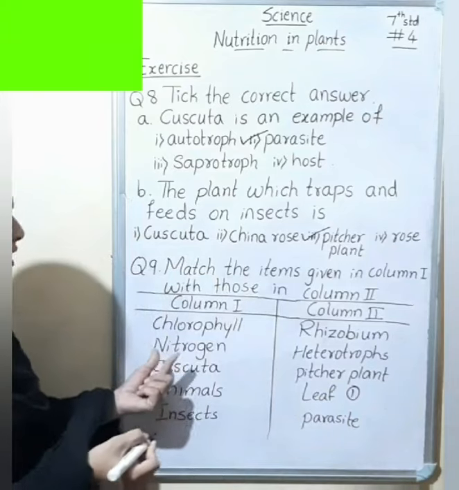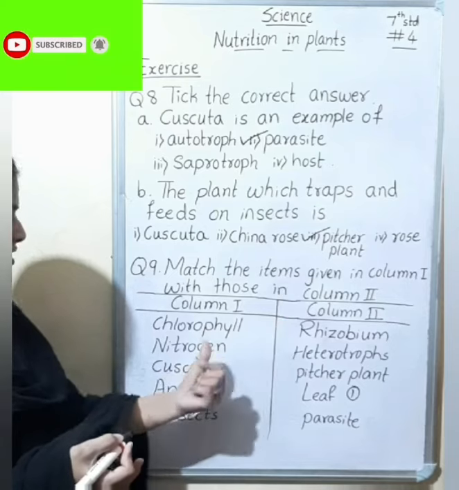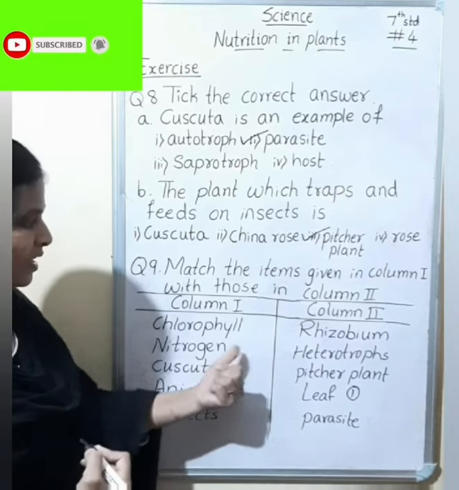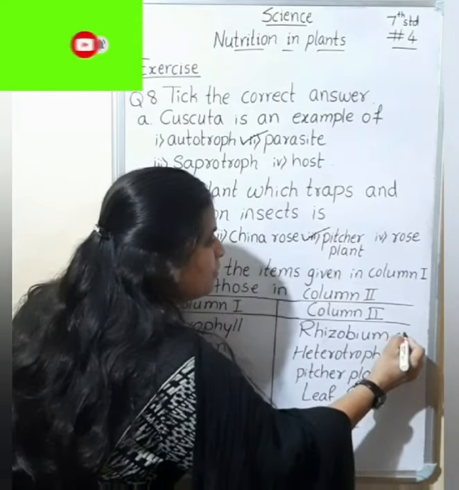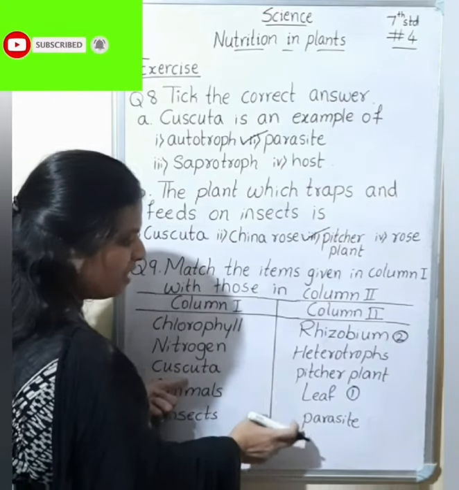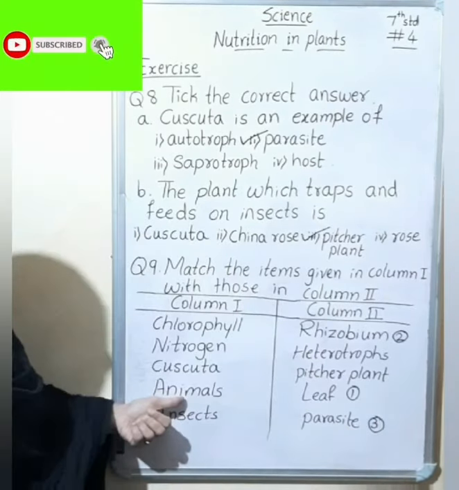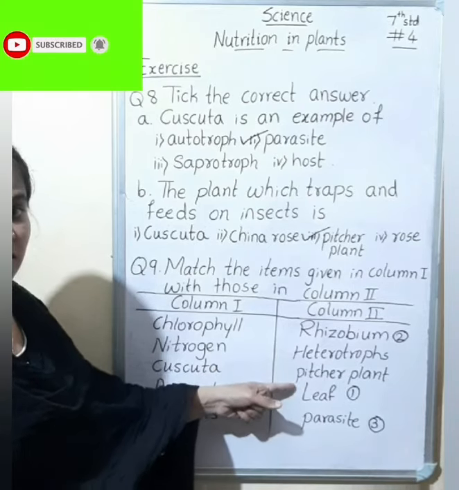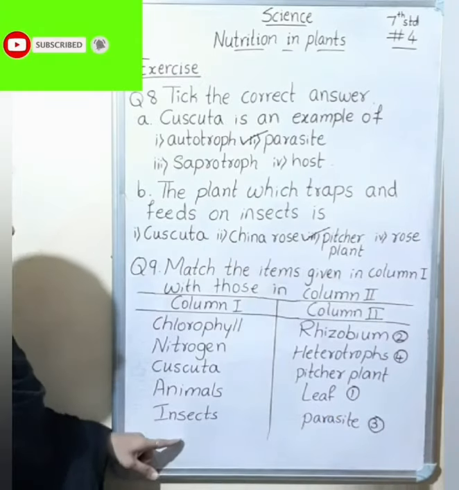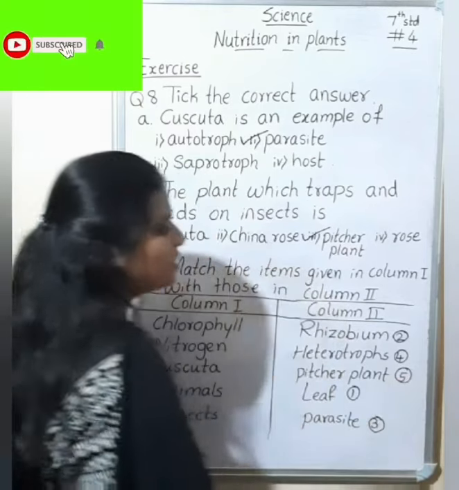Next, nitrogen. So which organism or bacteria converts this gaseous nitrogen into a soluble or usable form? Yes, it is rhizobium. So let me mark it out. Cuscuta: whether it is heterotroph, pitcher plant or parasite? Cuscuta is a parasite. Now animals: are they heterotroph or this pitcher plant option? Yes, animals are heterotrophs. Now insects: insectivorous plant, that is pitcher plant. Fine. So this is the answer.